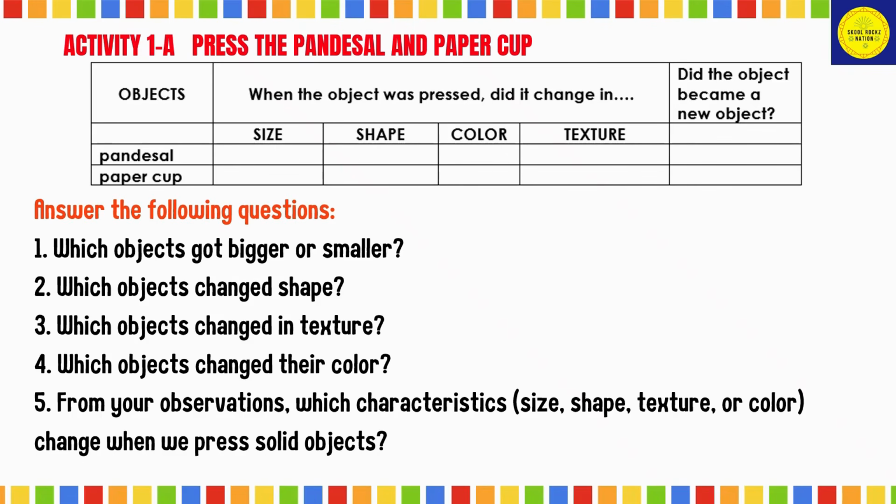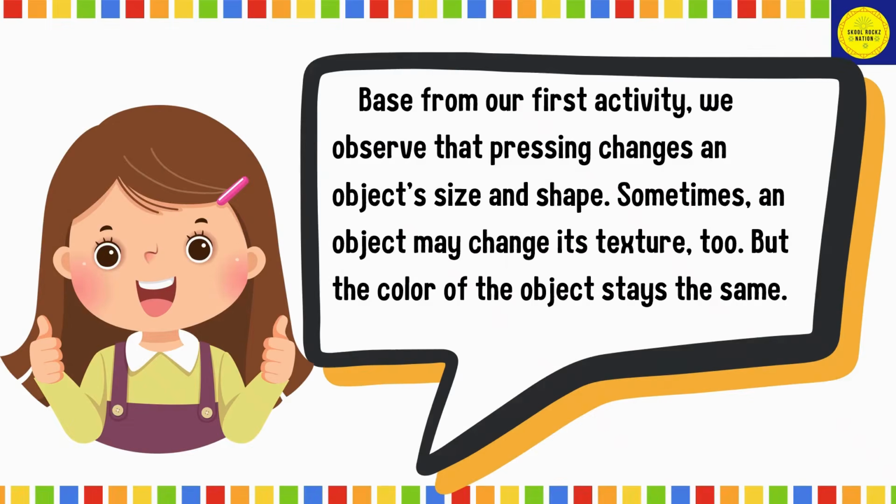1. Which objects got bigger or smaller? 2. Which objects change shape? 3. Which objects change in texture? 4. Which objects change their color? 5. From your observations, which characteristics, size, shape, texture, or color change when we press solid objects?